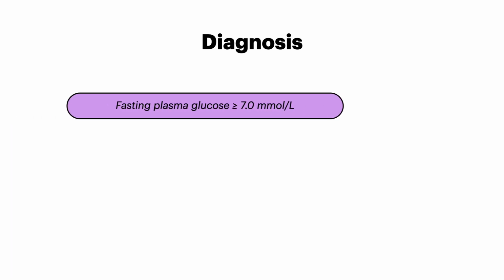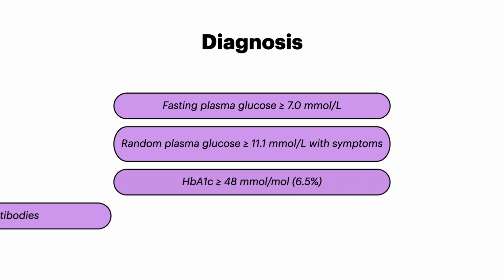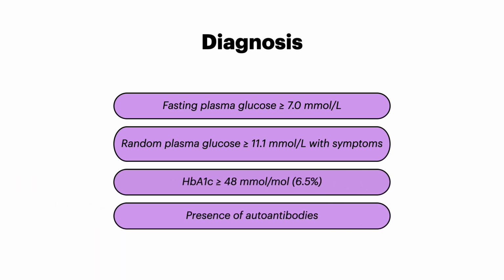When it comes to diagnosing type 1 diabetes, here's what's recommended by the UK NICE guidelines. A fasting plasma glucose of greater than 7, a random plasma glucose greater than 11.1 with symptoms, HbA1c greater than 48 millimoles per mole. HbA1c is an indicator of the average blood glucose level over 2 to 3 months. The presence of specific autoantibodies indicates an autoimmune attack, and this is another sign of type 1 diabetes.